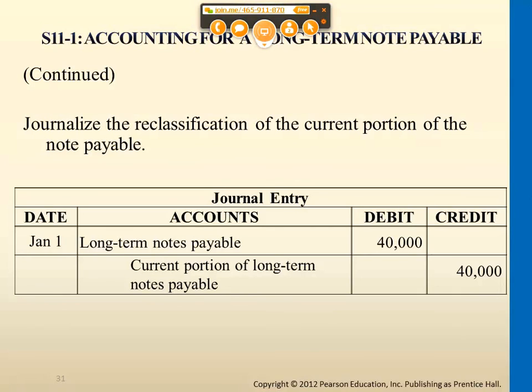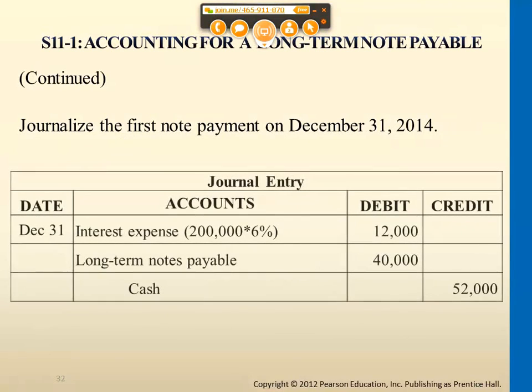Now the last question of this problem asks you to journalize the first note payment. Since this is a note signed on January 1st, how would we journalize the first note payment a year later? Meaning, is this a note that carries on to the following accounting period? Usually that's the one that's signed somewhere in the middle of the year. So what happens at the end is that we are paying off part of the principal, $40,000, and at the same time we're also paying off the interest, $12,000.